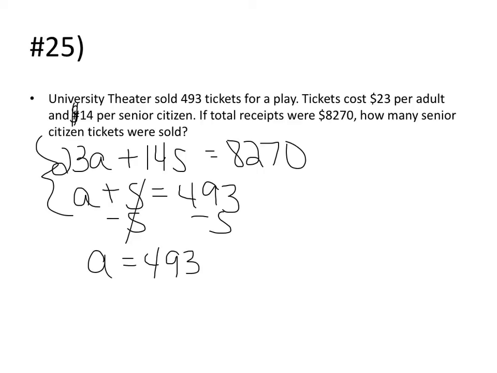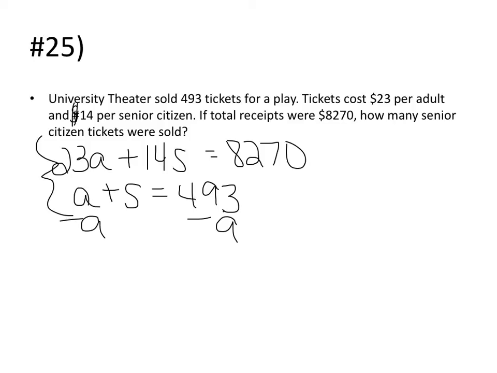Oh, actually, I'm trying to figure out, let me back that up, because I want to know senior tickets, right? What's being asked? How many senior tickets were sold? So let's subtract A from both sides so we can solve for S, because we want to know how many senior tickets are sold. That's going to give me S equals 493 minus A, and we're going to plug that in right here.